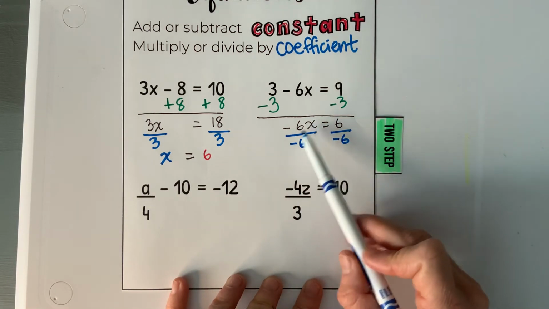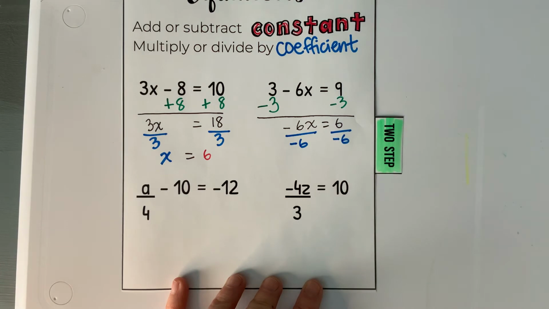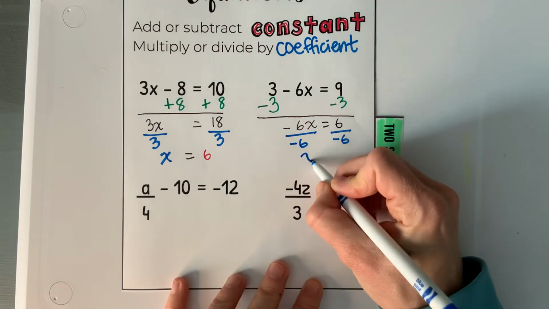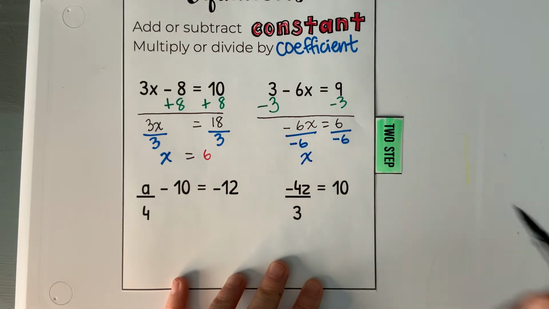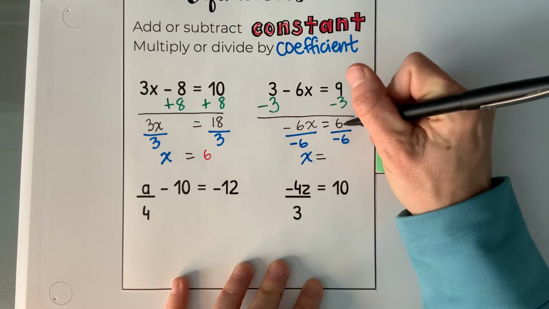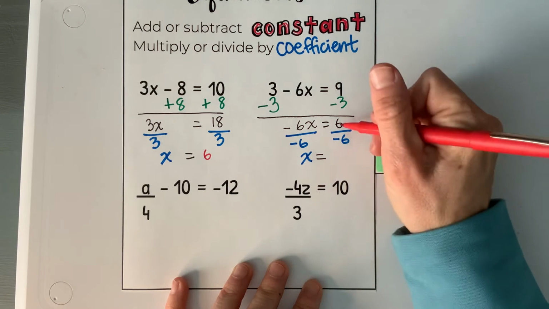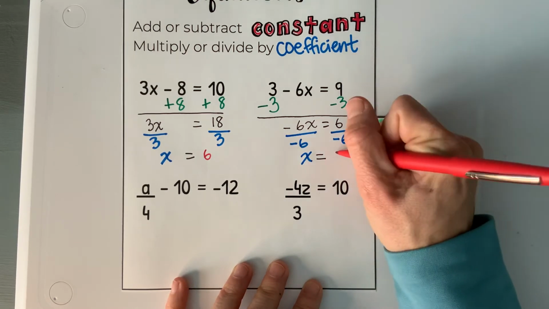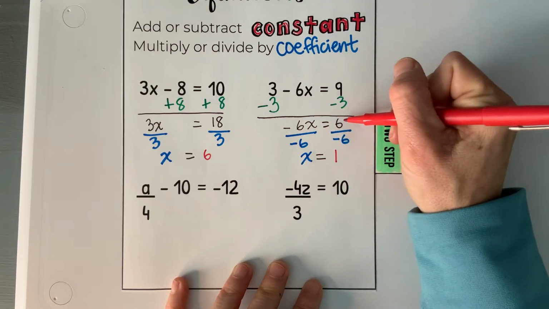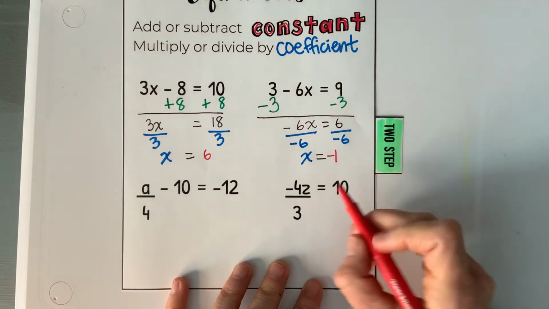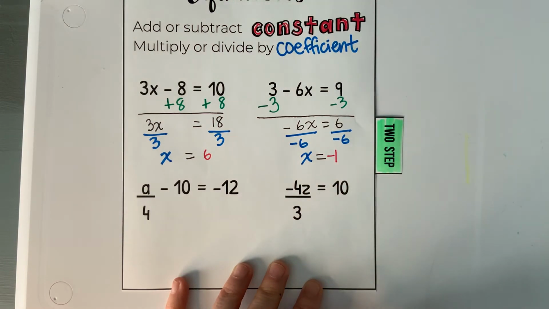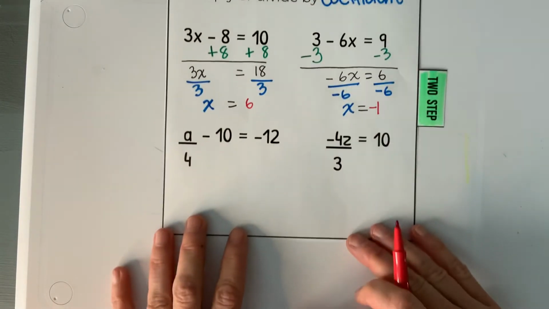So negative 6x divided by negative 6 is going to be just plain old x is equal to 6 divided by negative 6. Well, anything divided by itself is going to be 1, but I know that a positive divided by a negative is a negative, so x equals negative 1. All right, let's do another one.